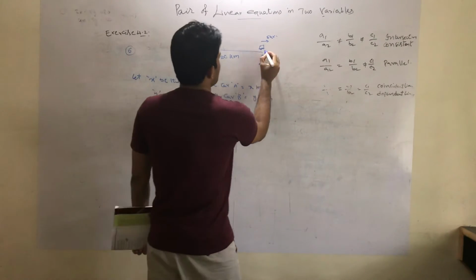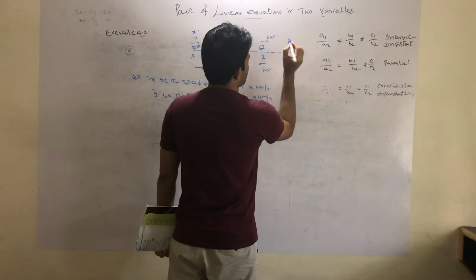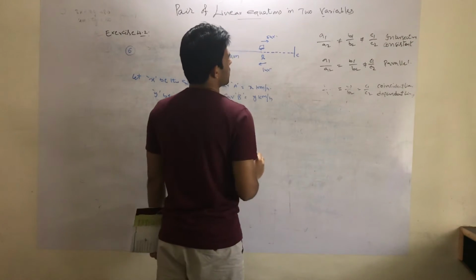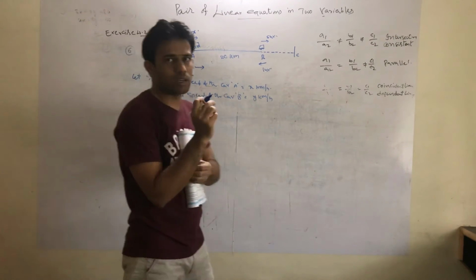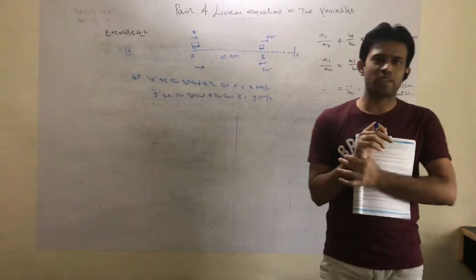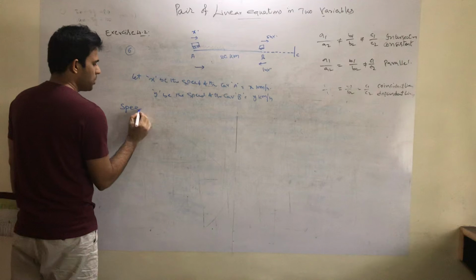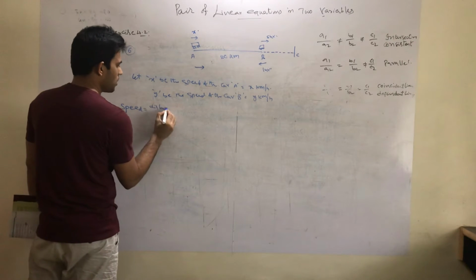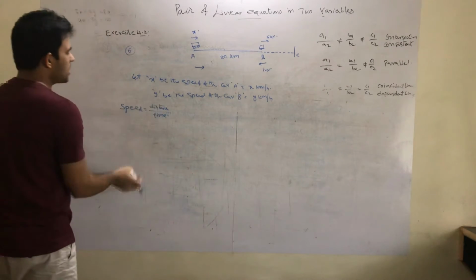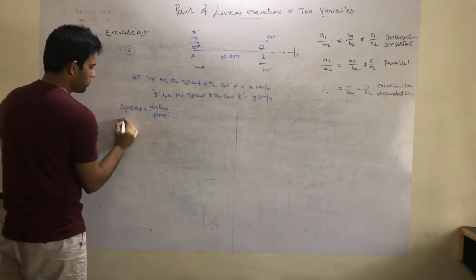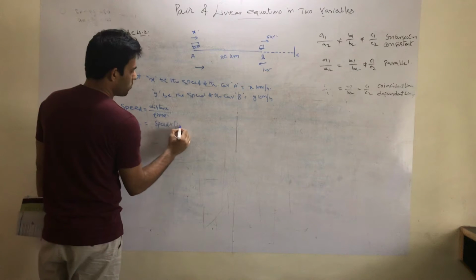Okay, so let's say this car B is traveling further. Let's say this is at a point, let's assume C. So then what is our distance formula? Speed is distance by time, right? So we know from physics, speed equals distance by time. So if you need distance, you need to multiply speed into time. So distance equals speed into time.